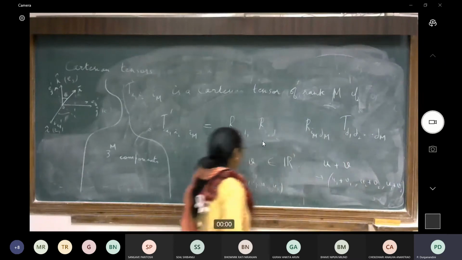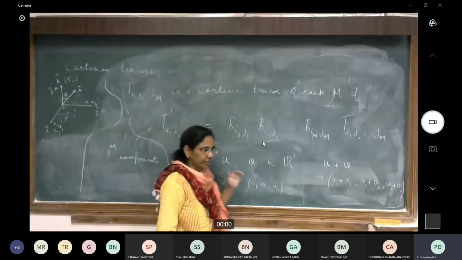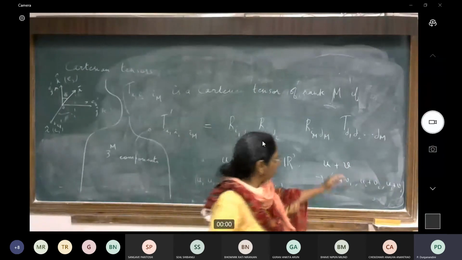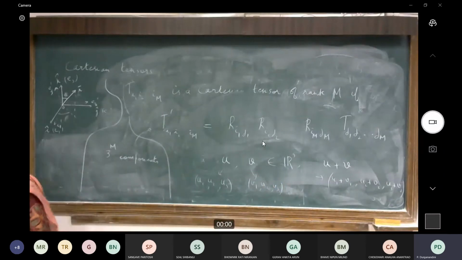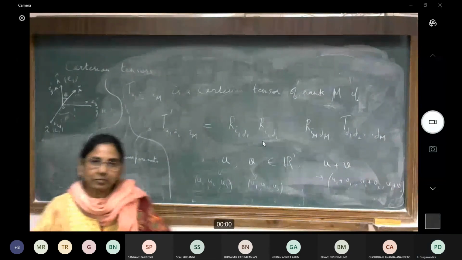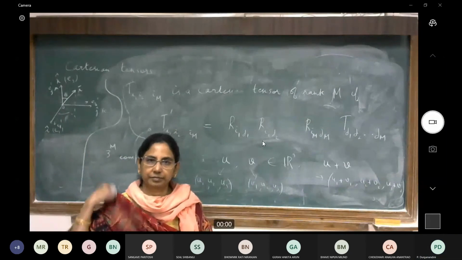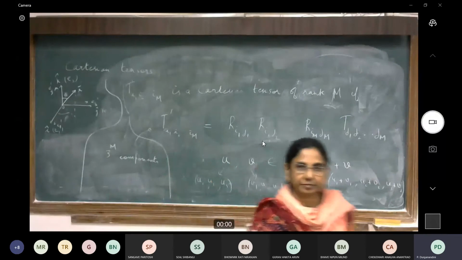By definition. Now, if u is a vector, v is a vector, or now in our more sophisticated language, u and v are rank 1 tensors, what about u plus v? Does this also constitute a tensor, a rank 1 tensor, or not? What do you think? Does this constitute a rank 1 tensor?